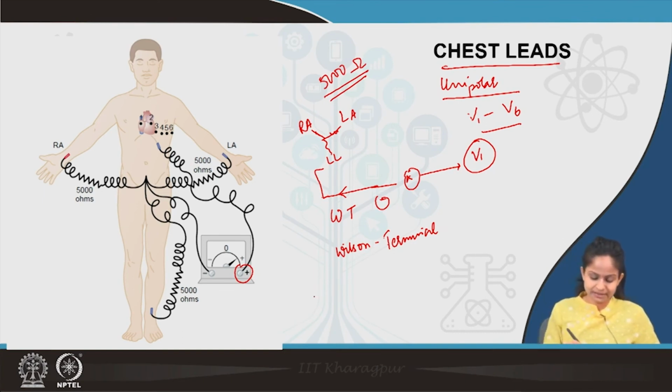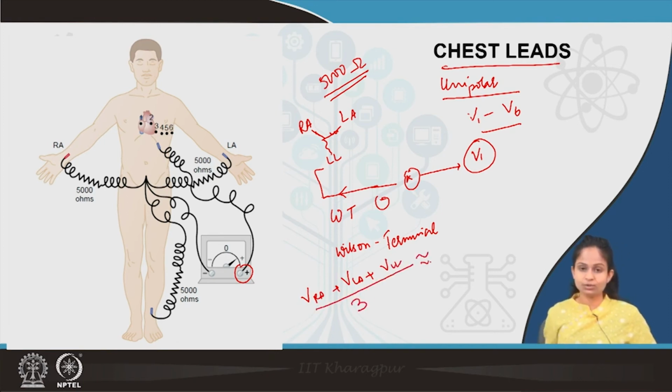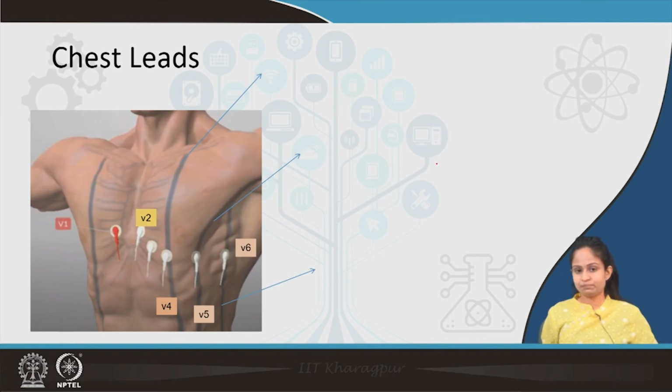Mathematically, the voltage of the right arm, left arm and left leg divided by 3 gives the voltage of this negative terminal, Wilson's terminal, which is considered to be equivalent or close to 0. In this way we get the chest lead recording. If we want to measure V1, we connect the positive terminal to V1. If we want to measure the electrical activity of V2, we connect it to V2. In this way the positive electrode is connected to V3, V4, V5, V6.